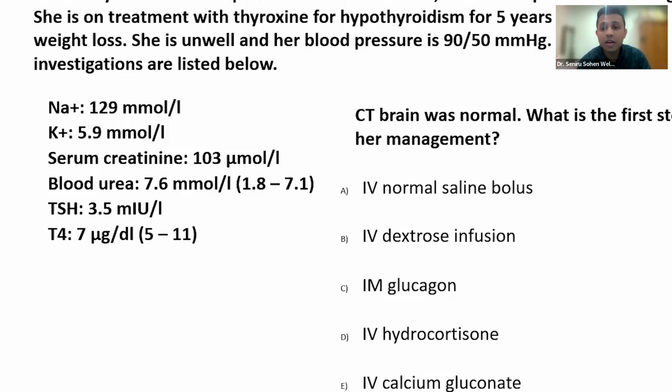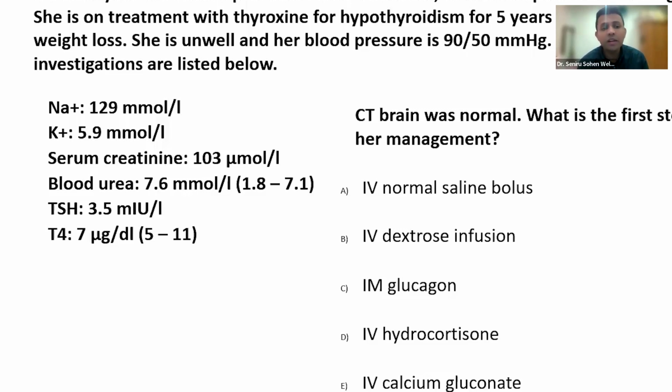So they are asking about what is the first step in the management. IV normal saline bolus, yes, seems like a good option. IV dextrose infusion, not that necessary unless the patient has concurrent hypoglycemia, again, may be important. IM glucagon, not that good of an option. IV hydrocortisone, yes, can be helpful because the patient is in an Addisonian crisis.